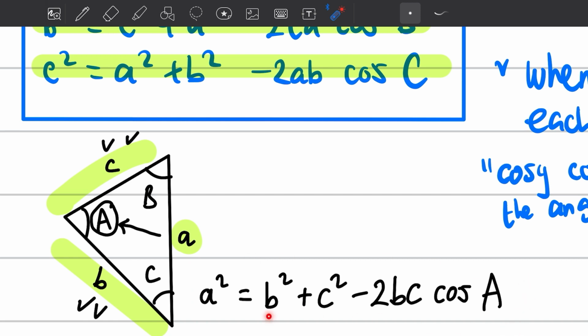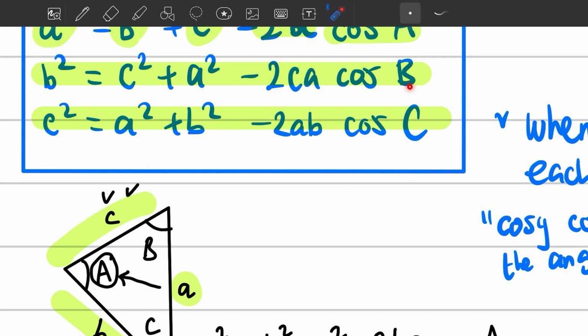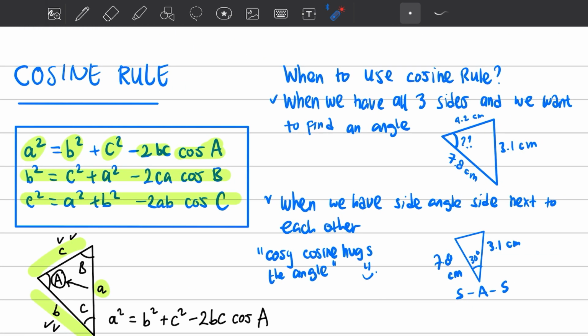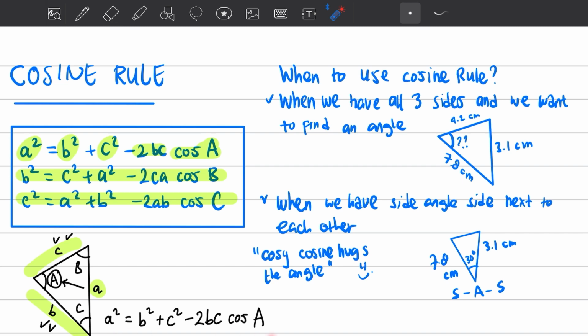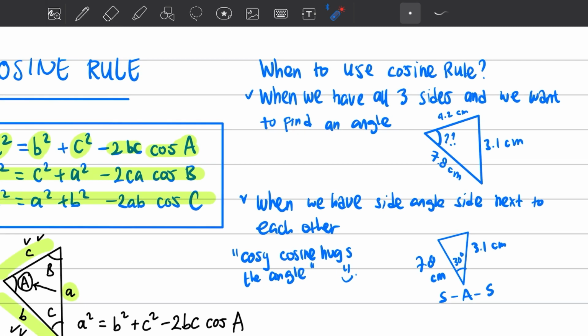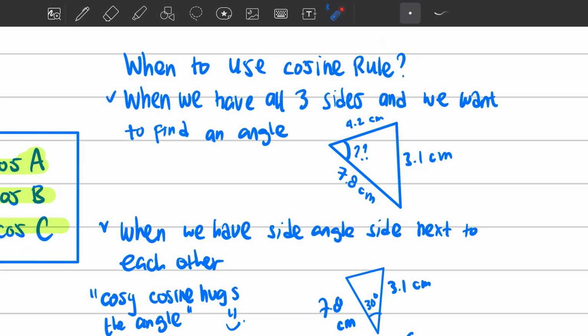So this is how we use the cosine rule. The first side squared equals the second side squared plus the third side squared minus 2 times the second side times the third side, cosine of the angle that is opposite to a, because this is A. If this is side b, the angle is B. If the side is c, the angle is C. Look at the pattern. All of them have the same pattern. Now, by knowing this, we can use the cosine rule easier.